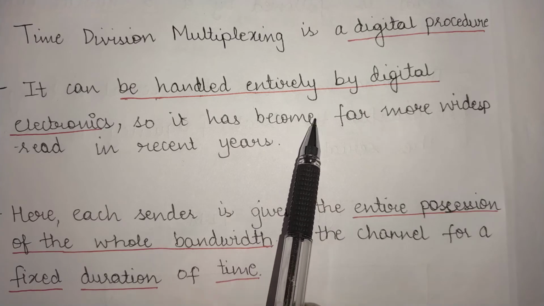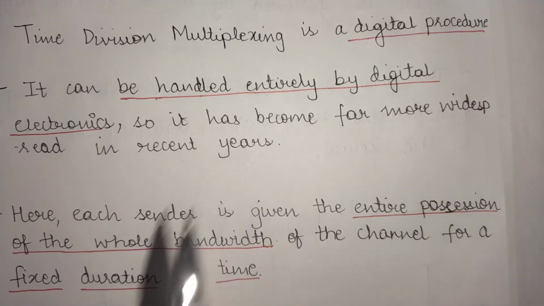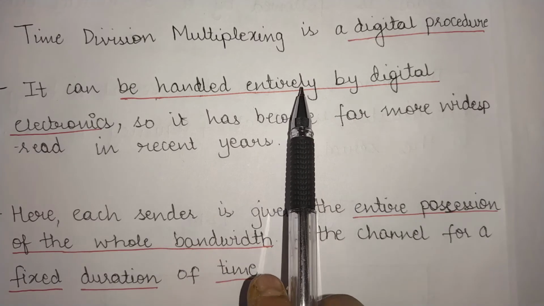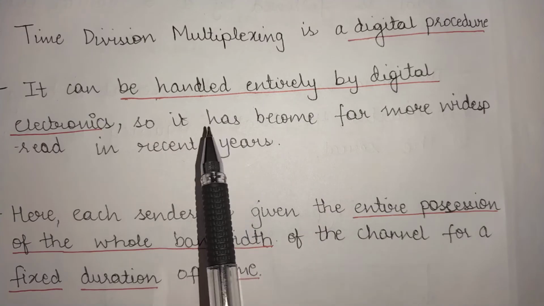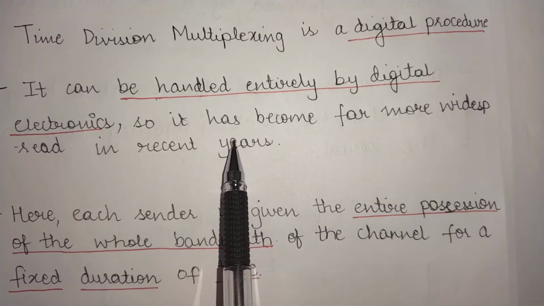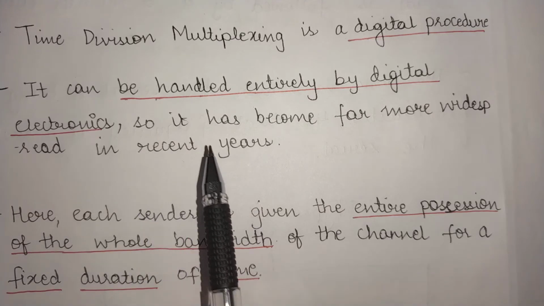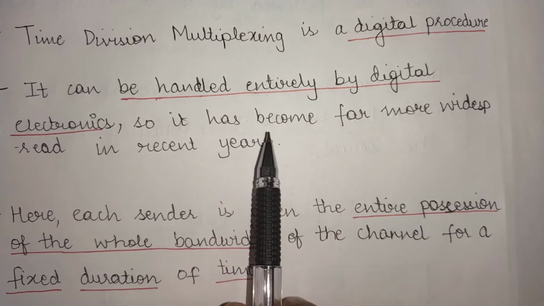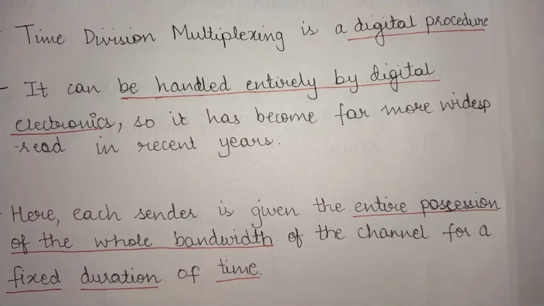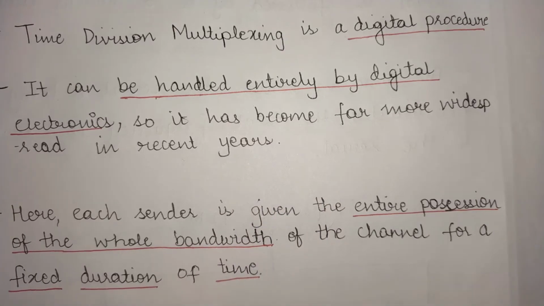And for that reason, because everything is being consumed by digital electronics these days, whatever data we are sending through digital electronics, for this simple reason time division multiplexing has become more widespread in recent years, right?